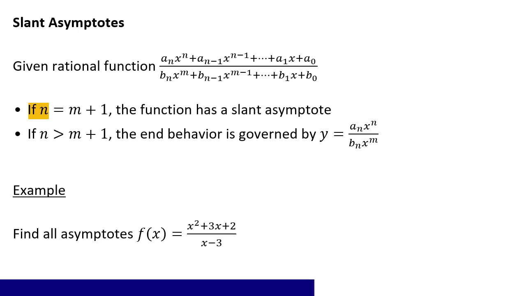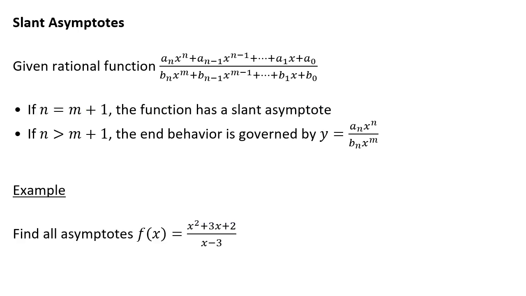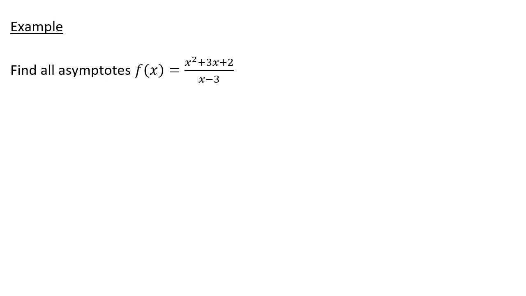Sometimes a rational function has a slant asymptote. This happens when the degree of the numerator is 1 more than the degree of the denominator. In our example, we're asked to find all the asymptotes of f of x equals, in the numerator, x squared plus 3x plus 2, and in the denominator, x minus 3. So if I want to find all the asymptotes, I'll start with the vertical asymptotes. The denominator is 0 when x equals 3, so that's my vertical asymptote.